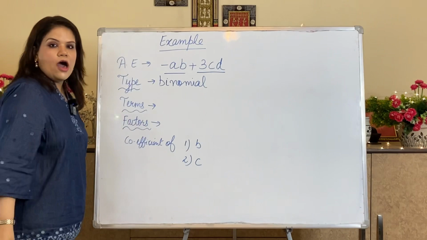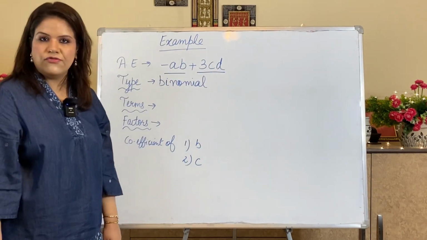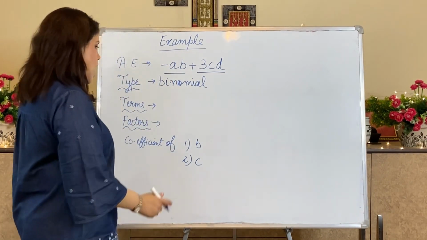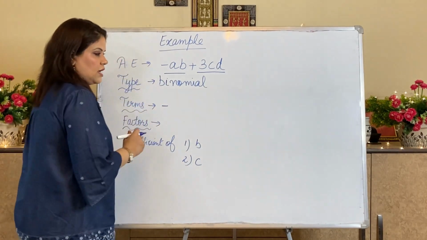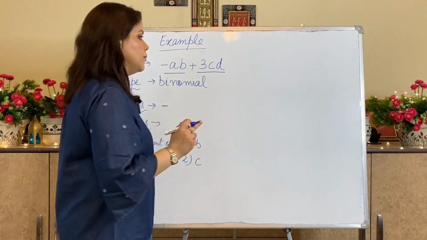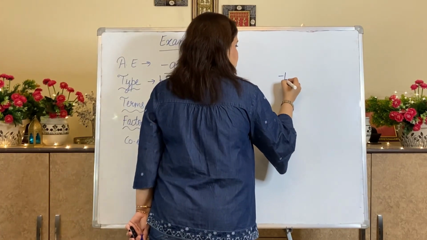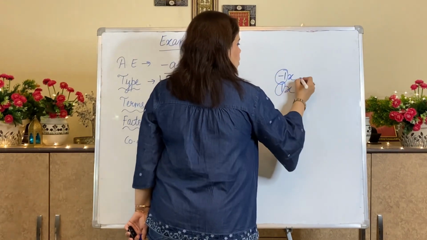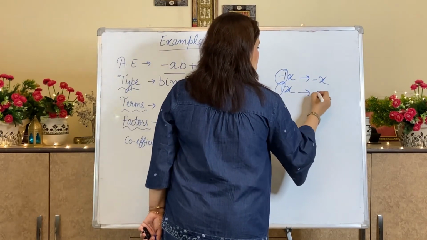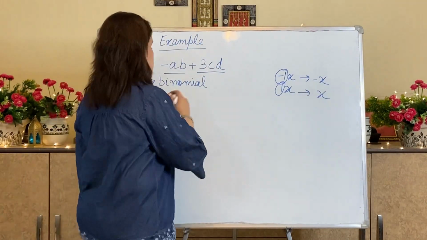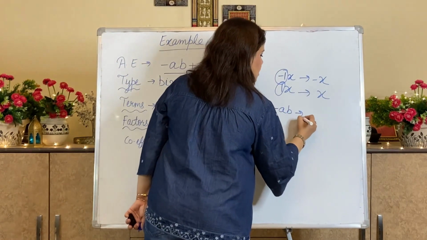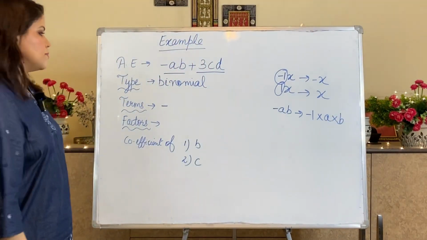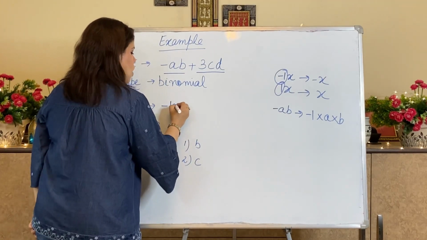Now the terms, if I have been asked to write its terms, how will I write? My first term has a negative sign, so I will be writing it with a negative sign. And I told you in my last video that whenever we have minus 1x or 1x, this 1 is omitted from it and we write it as minus x or x. So this minus AB is basically minus 1 into A into B. So my first term is minus 1 AB.